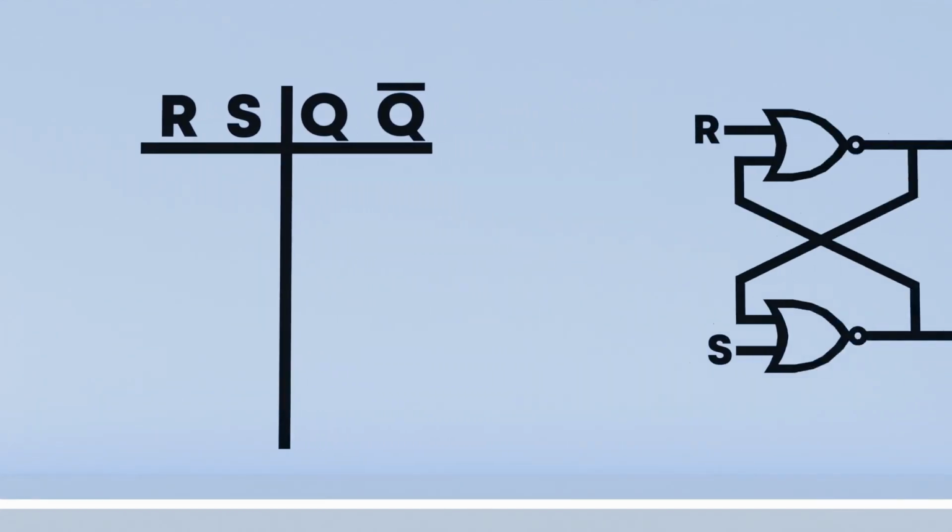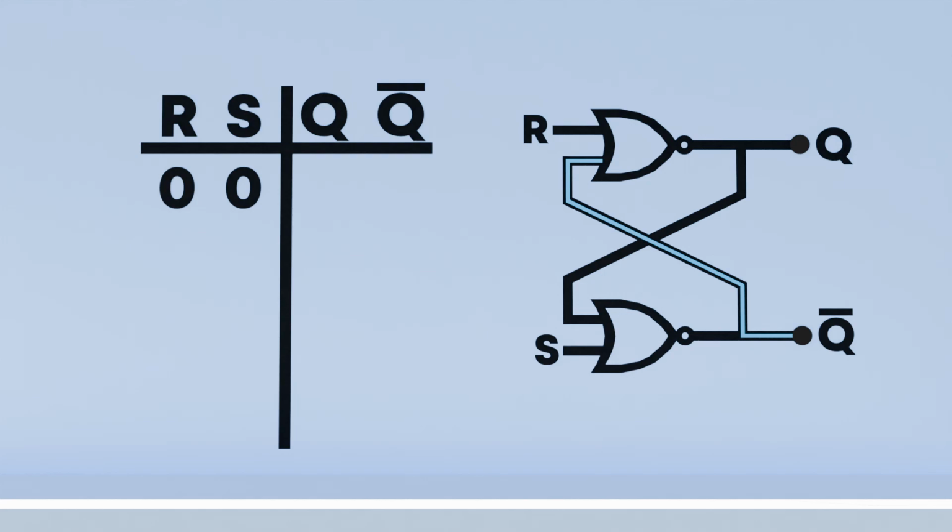Let's start with the case of both S and R 0. The top gate receives both NOT Q and 0, which means that the output is just Q. The same story for the bottom gate with the output NOT Q. What this means is the output is the previous value whenever S and R are both 0, which means we have created a latch.